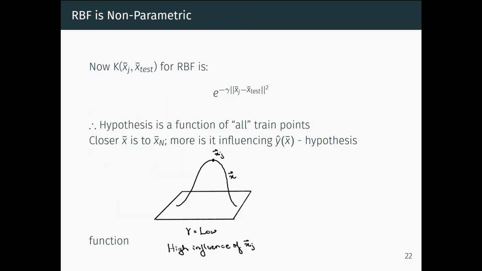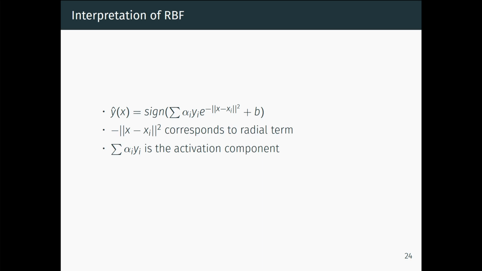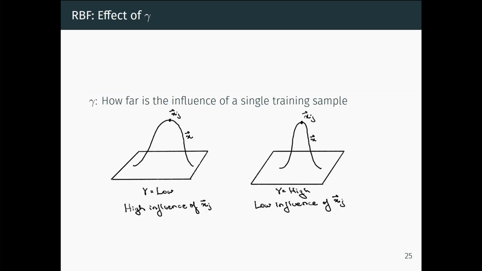If gamma is low, then there is a high influence of xj. So if we compute this kernel function between xj and x, then it would be a very smooth and widespread function. You should just try to plot this in your own time and you'll be able to verify this.